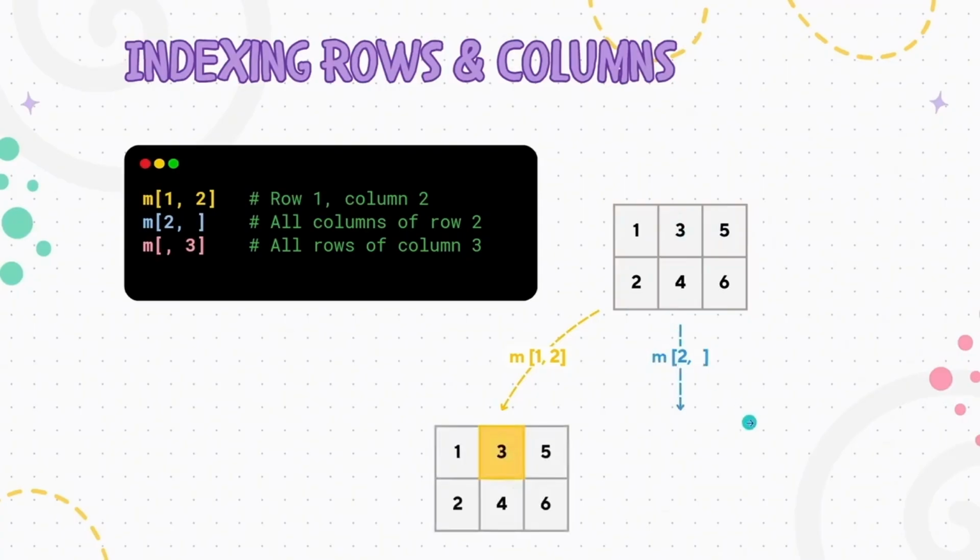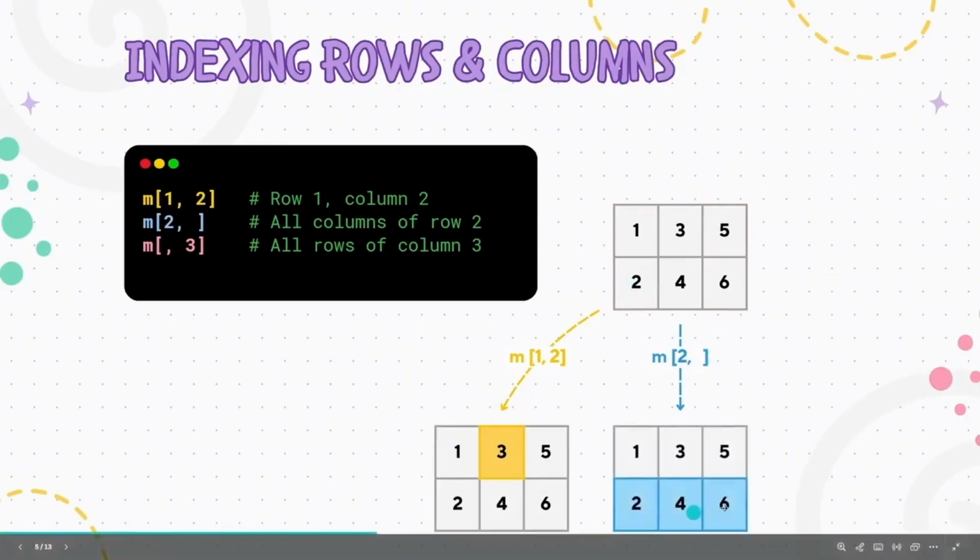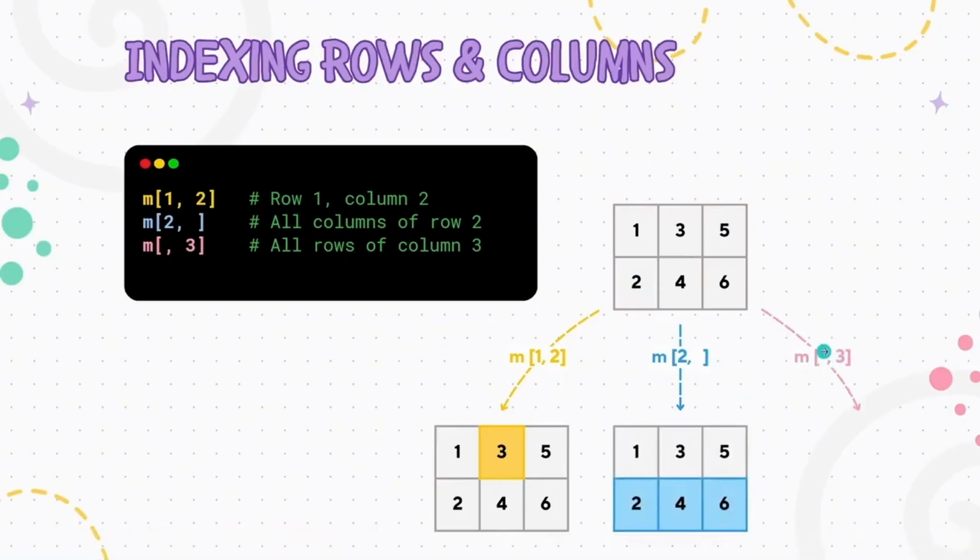And next, if I did m[2,], comma blank, if I leave the column position empty, it would return us all of the elements of the second row. So it would give us 2, 4, 6. And finally, if I do m and then the first parameter, that is the row value, is blank, and then comma, and then the third column, it would give us 5 and 6, since these are the elements of the third column. So this is how you can access the elements of a matrix.